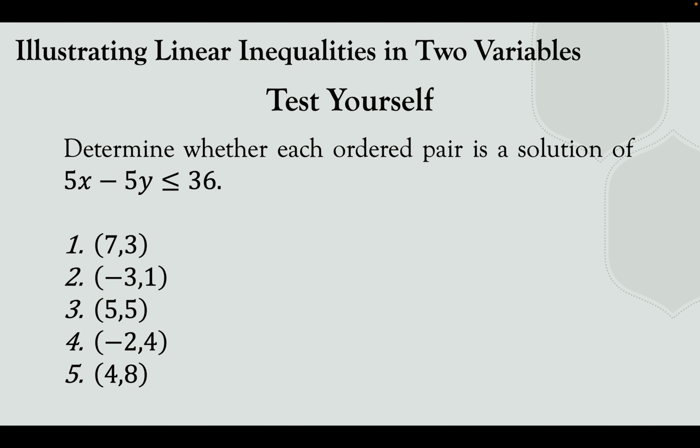So let's test yourself. Determine whether each ordered pair is a solution of 5x minus 5y is less than or equal to 36. Our first point is 7 and 3. Next, we have negative 3 and 1, 5 and 5, negative 2 and 4, and 4 and 8. Tomorrow in our class, try to answer this one at home. We will discuss this one and plot the given ordered pairs, and then we will also plot the given points to see if they lie on the given linear inequality or not.